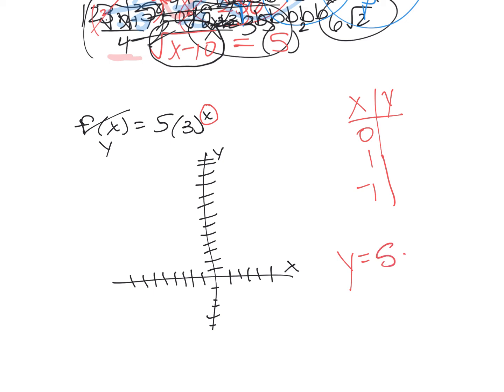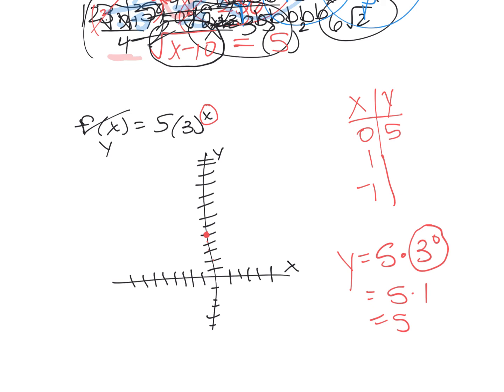When you plug in that value, remember, separate it. y equals 5 times 3 to the power of 0. This is the only thing that's being affected by that 0. So it's 5 times 1, which is 5. So when x is 0, y is 5. So 0, 5. So 1, 2, 3, 4, 5.